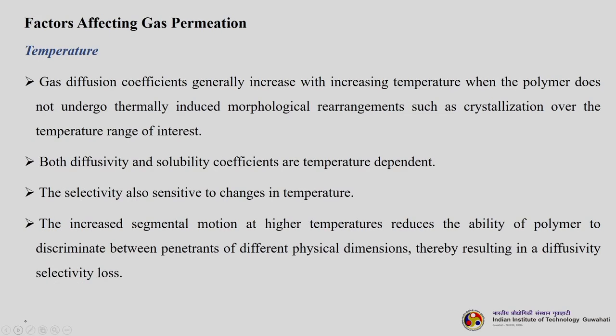So, let us now understand the different factors that actually affect gas permeation. Let us discuss temperature. Gas diffusion coefficients generally increase with increasing temperature, when the polymer does not undergo thermally induced morphological rearrangements such as crystallization above the temperature range of interest. Both diffusivity and solubility coefficients are temperature dependent. The selectivity is also sensitive to change in temperature. The increased segmental motion at higher temperature reduces the ability of the polymer to discriminate between penetrants of different physical dimensions, thereby resulting in a diffusivity selectivity loss.